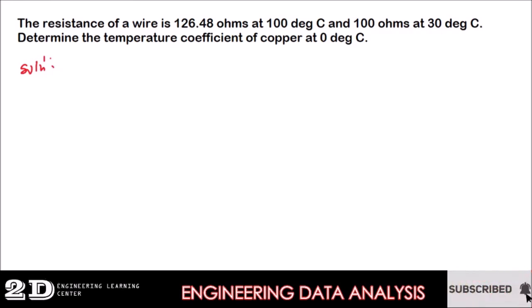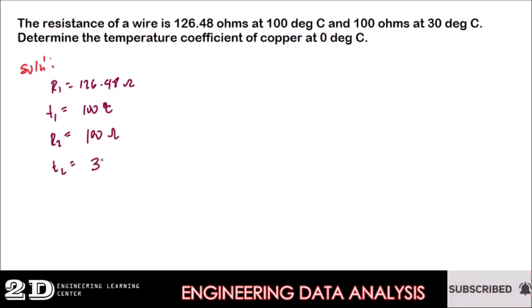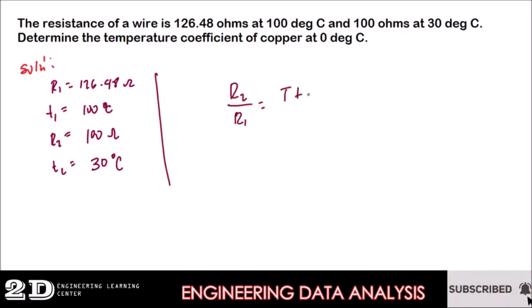So slot natin yung given natin. So our R1 is 126.48 ohms. So yung temperature 1 natin is equal to 100 degrees Celsius. Tapos yung R2 natin is equal to 100 ohms. Yung T2 natin is equal to 30 degrees Celsius.